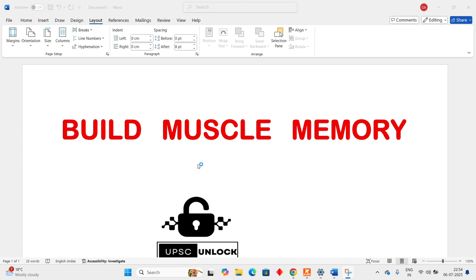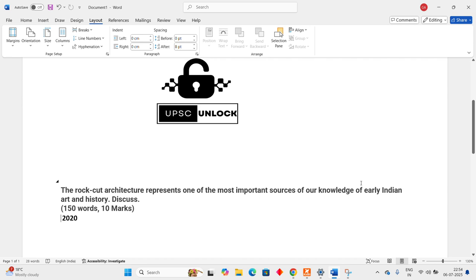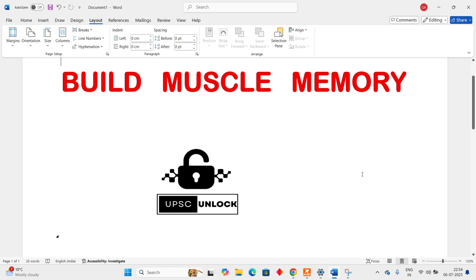This is called Build Muscle Memory. In this initiative, I will be solving a few questions of mains and a few questions of prelims, including GS1 and CSAT. This will be done regularly so that you have muscle memory built over time, and when you sit for the exam, you don't feel that something very new has popped up. So we'll just get started.